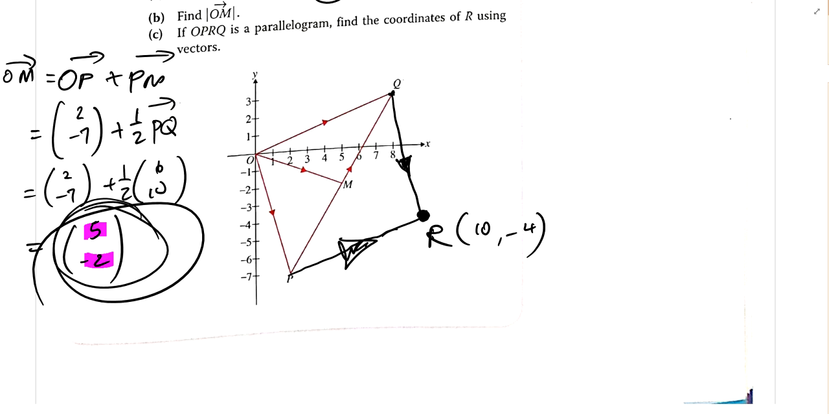Another way. One last way. OM plus MR. But for that, you need to know the vector of MR, which we don't know yet. Can we try doing it using simultaneous equation? I don't want you to do it now, but you think about how to do it.